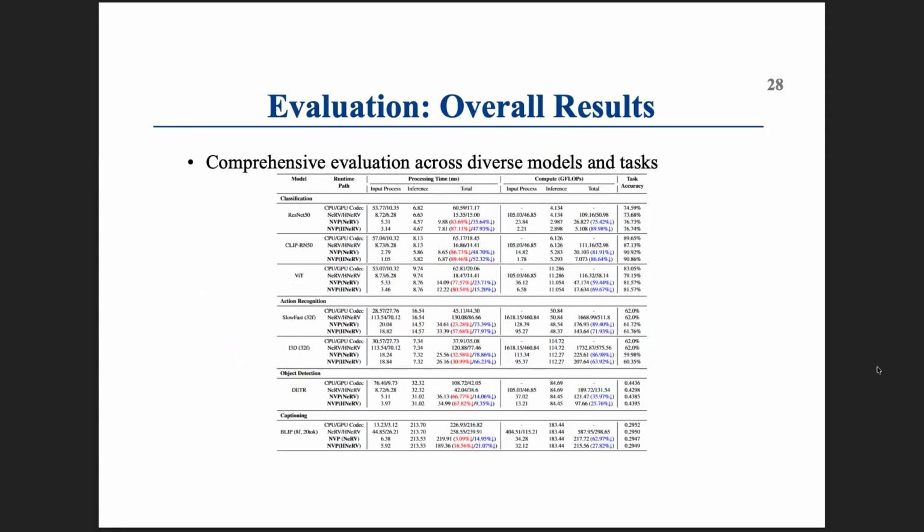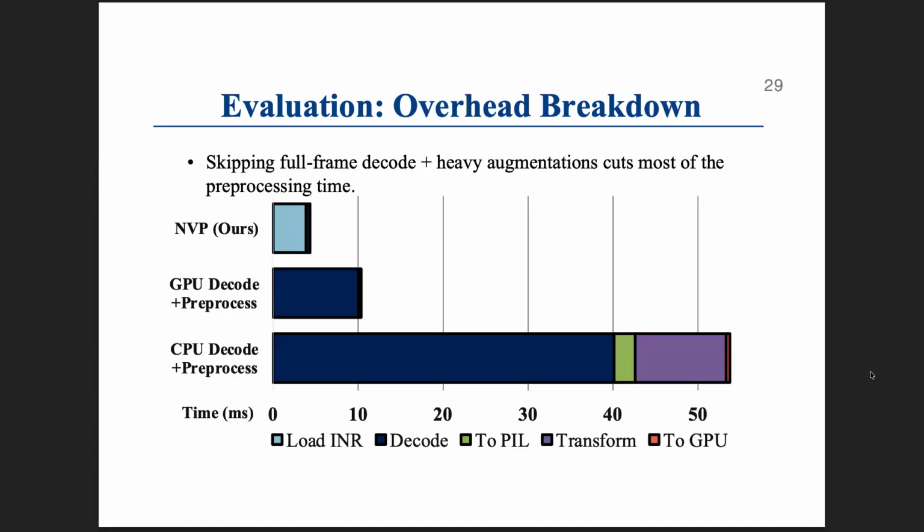Across classification, action recognition, object detection, and captioning, NVP consistently reduces total processing time while maintaining comparable task accuracy. In several classification settings, NVP even improves accuracy over the traditional pipeline. The overhead breakdown shows that traditional preprocessing is a major bottleneck. NVP removes most of this cost by avoiding full RGB frame loading, resizing, transformation, and GPU transfer.